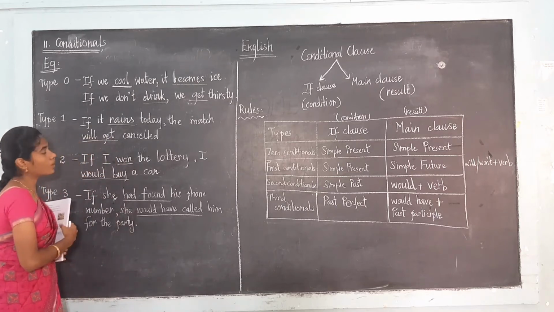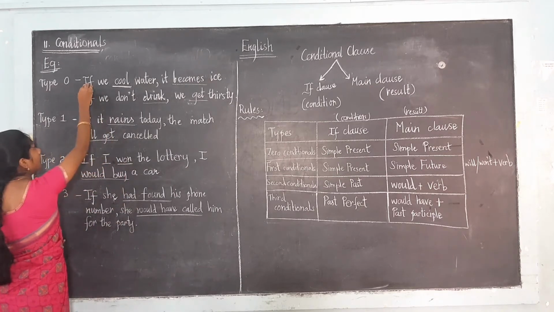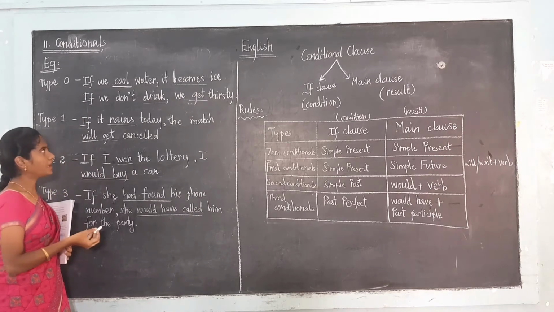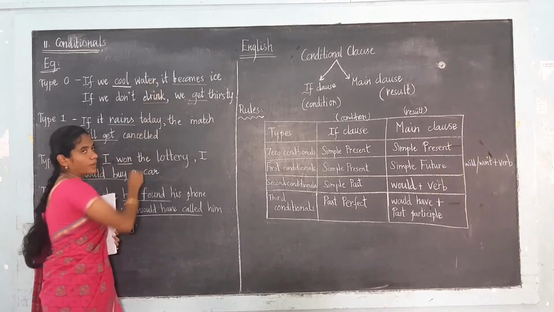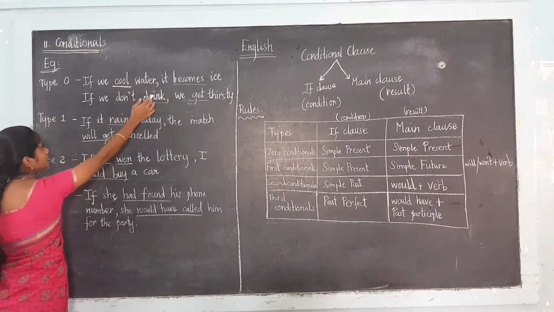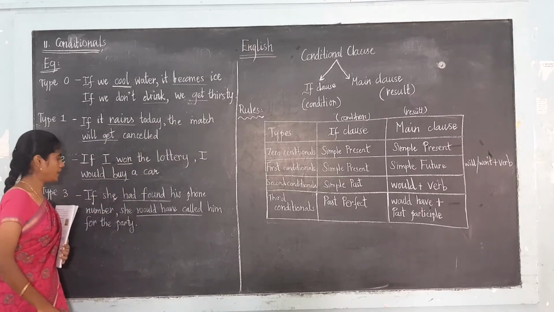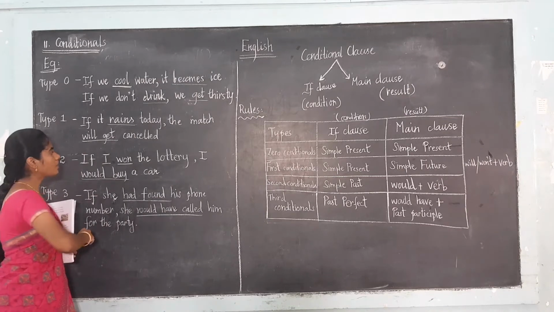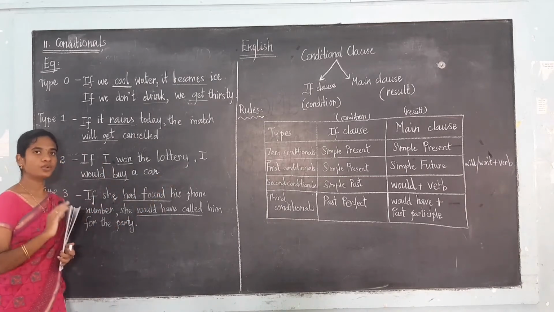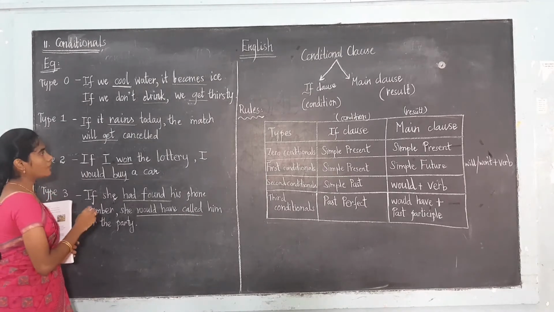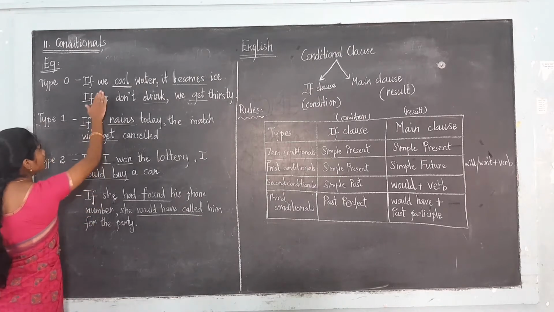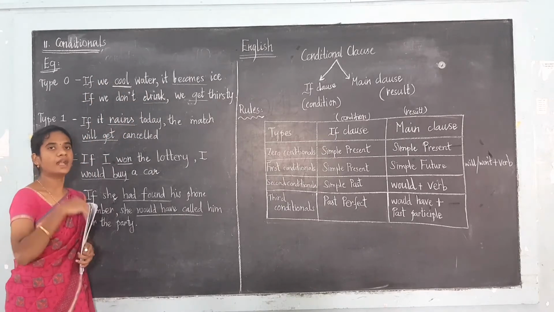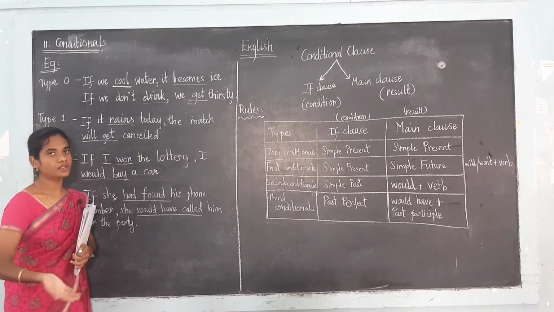And one more point you have to remember: when the if clause comes at the beginning, you have to insert the comma. See here, in all the sentences I have inserted the comma because the if clause comes at the beginning of the sentence. If it comes at the end of the sentence, you can remove the comma. So you have to remember that point also. If we cool water it becomes ice. So this is the condition. If always refers to the condition and the main clause is the result of the condition.